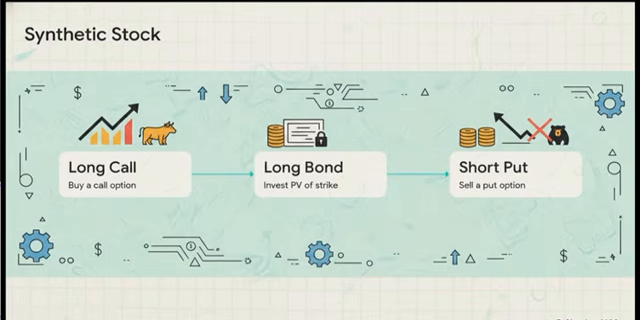What does that mean in plain English? Step 1, you buy a call. Step 2, you buy a bond. Step 3, you sell a put. If you combine those 3 moves, your portfolio behaves exactly like owning the stock itself. You've essentially just created a synthetic stock.